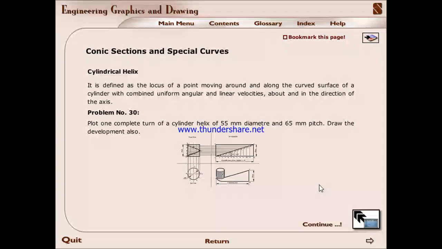Now, cylindrical helix is defined as the locus of a point moving around and along the curved surface of a cylinder with combined uniform angular and linear velocities about and in the direction of the axis. This we will learn with problem number 13: plot one complete turn of a cylindrical helix of 55 mm diameter and 65 mm pitch. Now draw the development also.